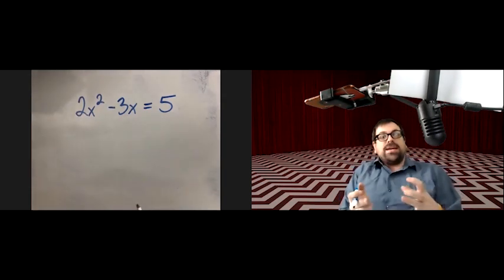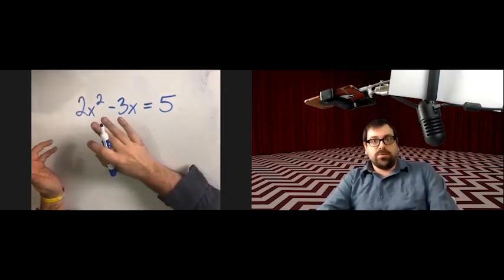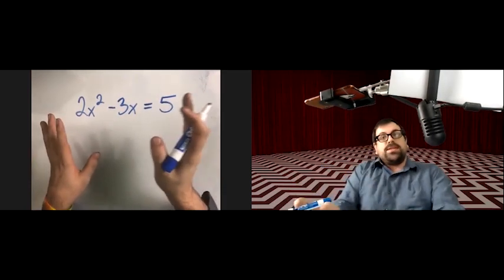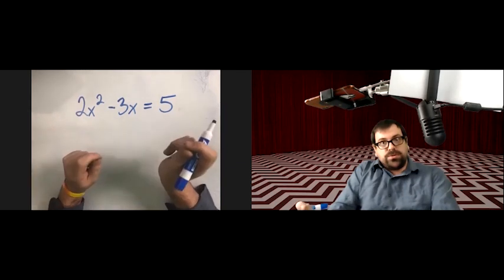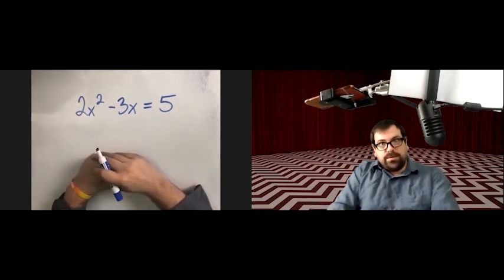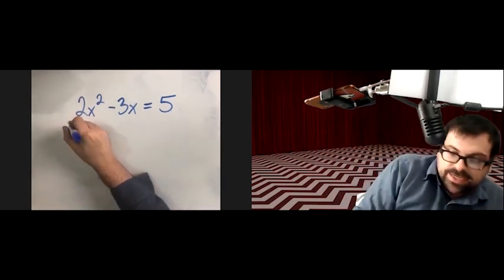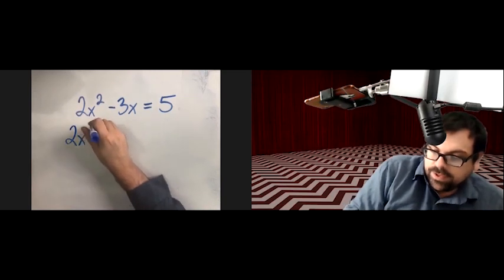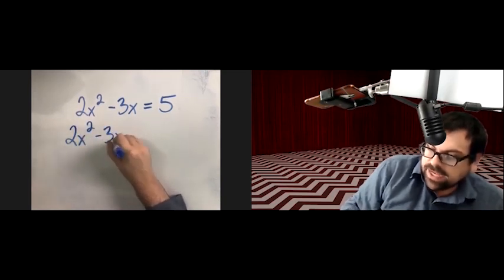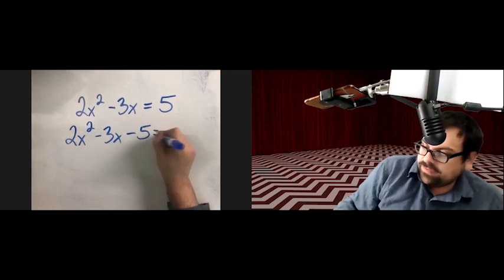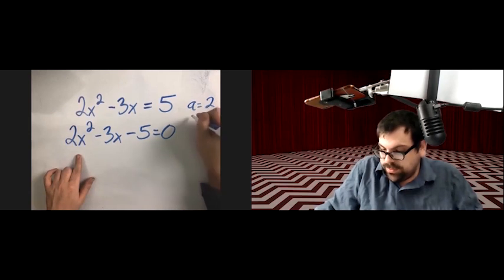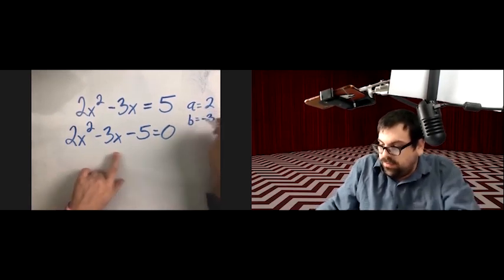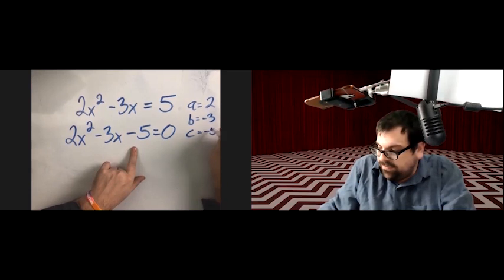So now we can expand our everything on one side, 0 on the other rule. Everything on one side, 0 on the other. Factor and solve or use the quadratic formula. So how do we get everything on one side and 0 on the other? 2x squared minus 3x minus 5 equals 0. A is 2, B is -3, C is -5.